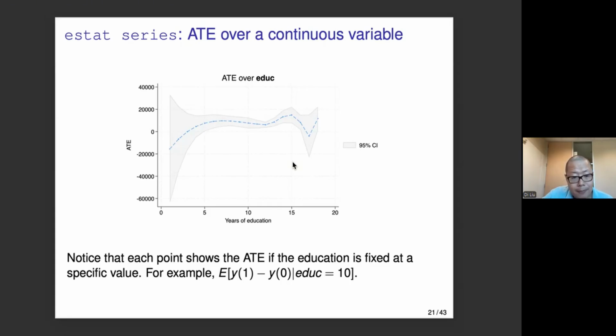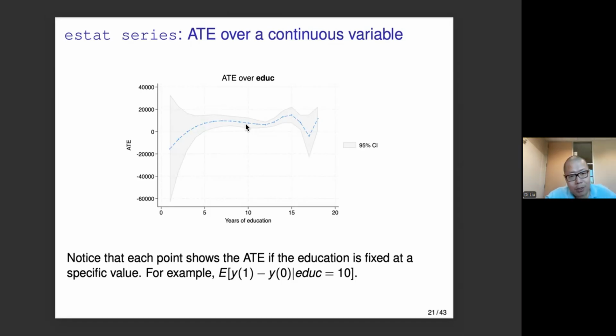So for example, this point 10 means the ATE. What's the ATE when education equals 10? This graph is fundamentally different from the ITE plot, because in the ITE plot the conditioning set also includes other variables. However, in the series plot, the other variables get canceled out, we take the average out. So we just want to know the average effect of training when education equals specific values.